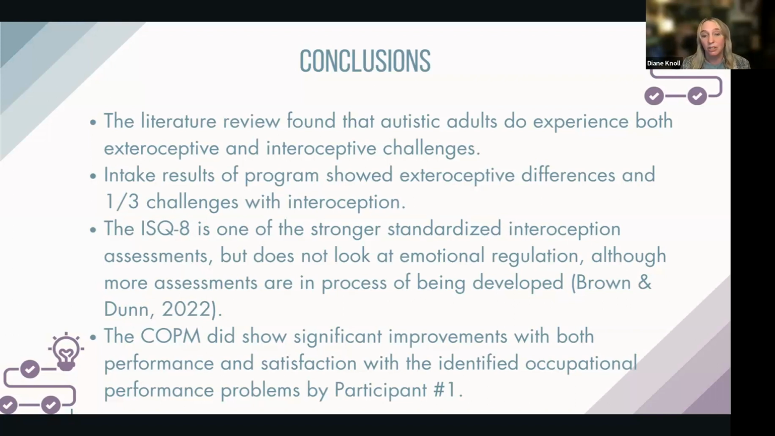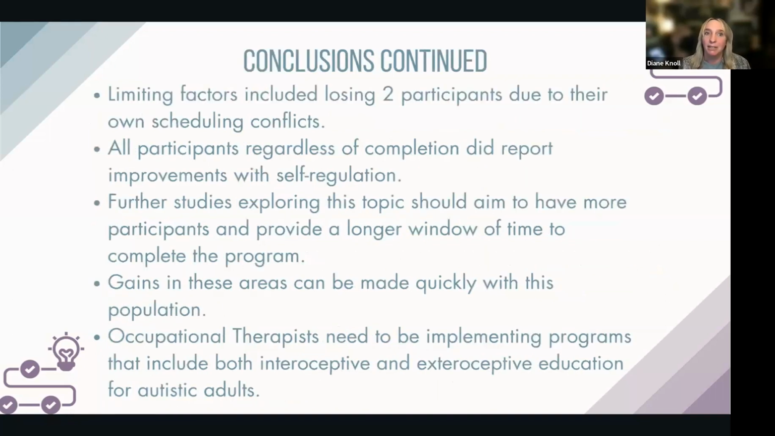And then the COPM did show significant improvements with both performance and satisfaction with the identified occupational performance problems by participant number 1. Again, limiting factors were that I did lose 2 participants due to their own scheduling conflicts. All participants, regardless of completion, did report improvements with self-regulation. And further studies exploring this topic would be aimed to have more participants and hopefully provide a longer window of time to complete the program.